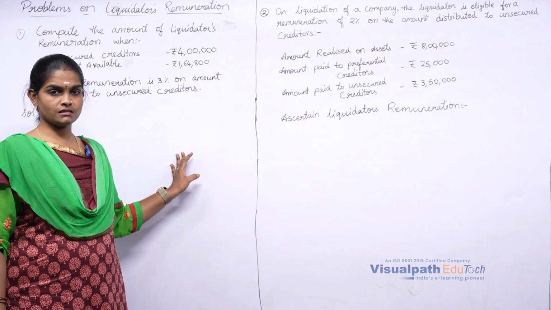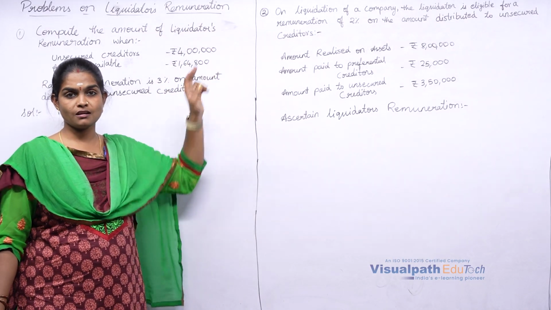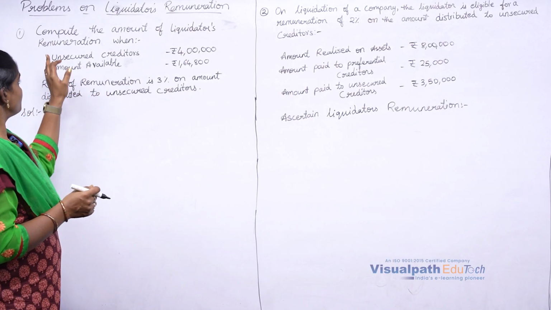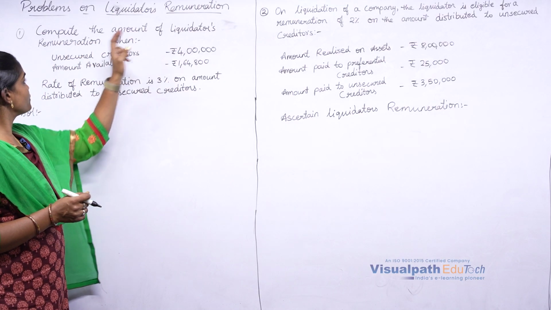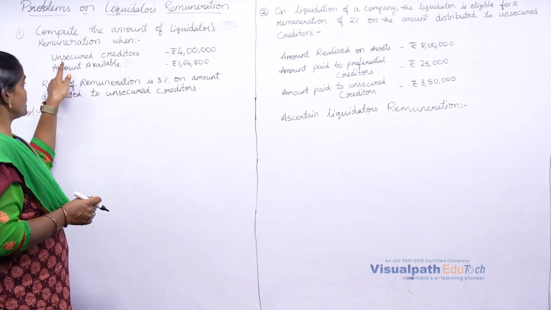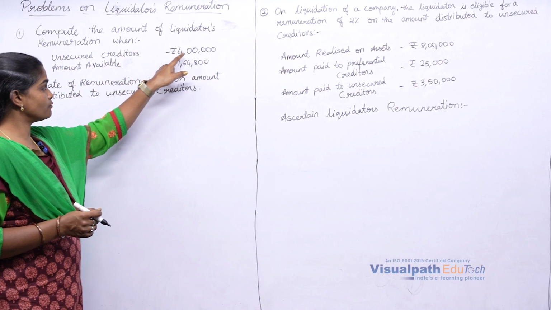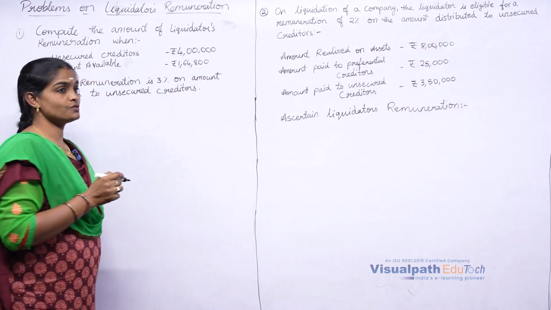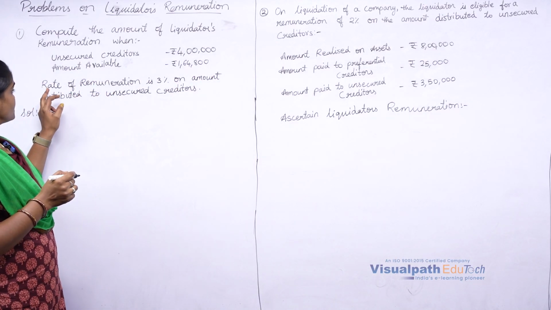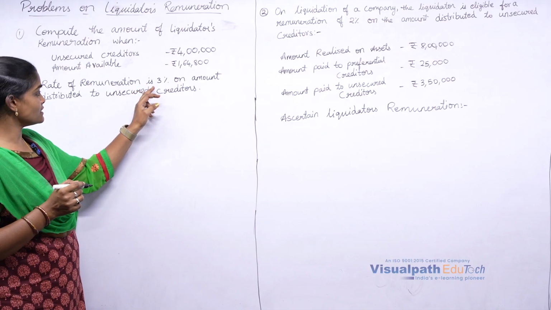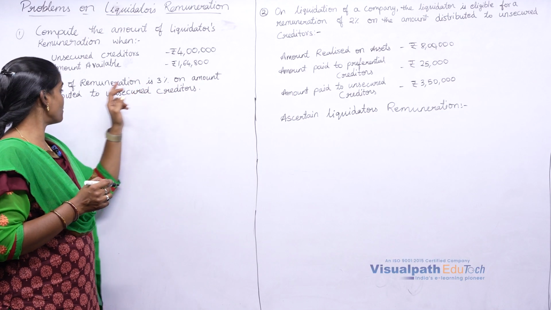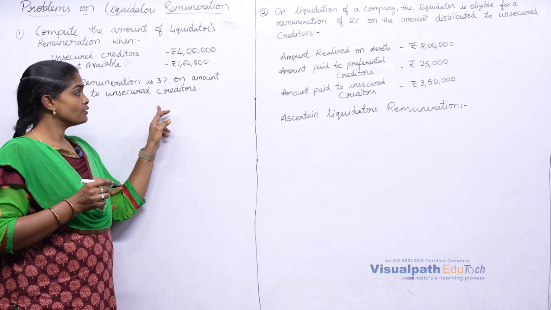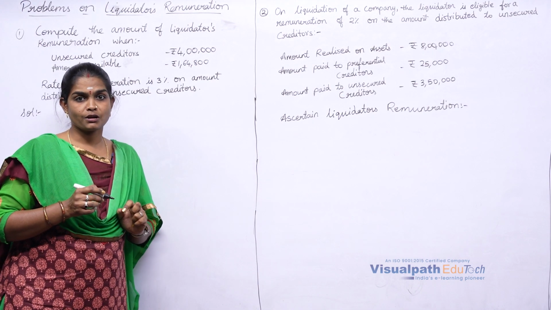In the previous session, we discussed liquidator's remuneration. Now we will solve a few problems based on liquidator's remuneration. Compute the amount of liquidator's remuneration when unsecured creditors are 4 lakhs and amount available is 1 lakh 64,800. The rate of remuneration is 3% on the amount distributed to unsecured creditors. Now calculate the liquidator's remuneration for this.